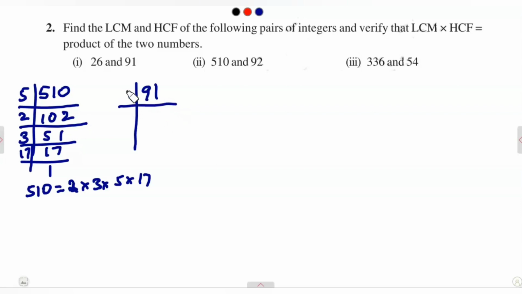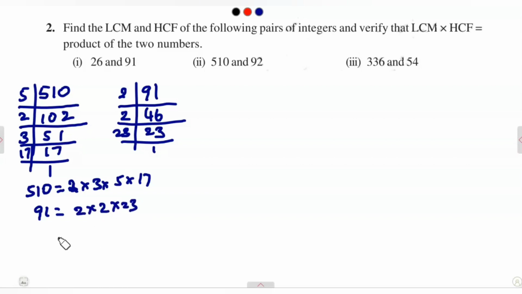Let's take 2 table, 2 46s are 92. Next 2 table again, 2 23s are 46. 23 is a prime number. Let's take 23 table itself. 23 ones are 23. So write 92 is equal to 2 into 2 into 23. Now the common number in both prime factorizations, product of those numbers. Only one number is common. So no other numbers are common in the remaining leftover numbers. So just 2 is your HCF.